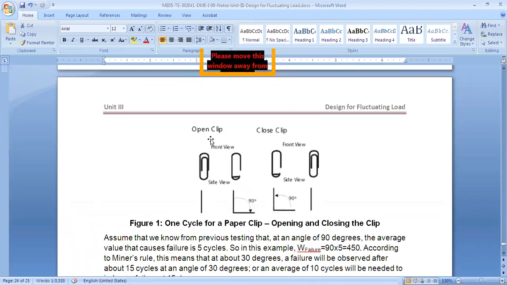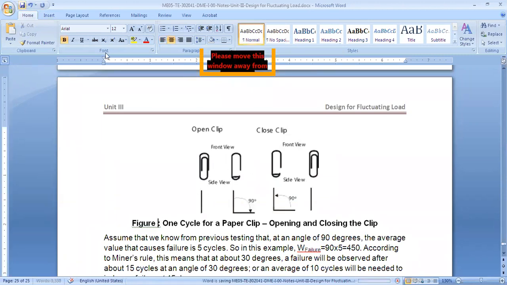Let's take an example of a paper clip. If we have a paper clip like this, and I want to break it, I will open its side and turn it by 90 degrees. Now if I ask you to break this clip, what is the easiest way? Shear will require a lot of load. We cannot break this clip by shear with our hand.